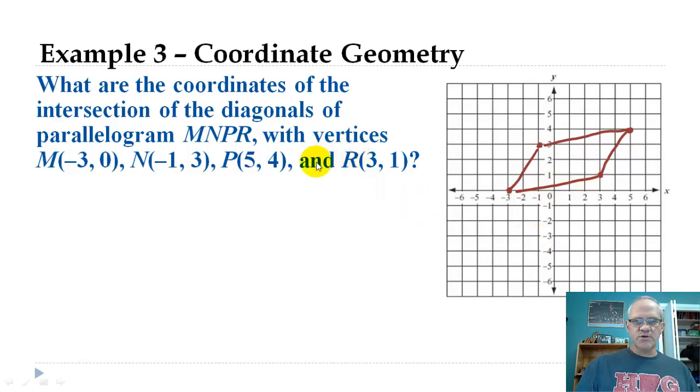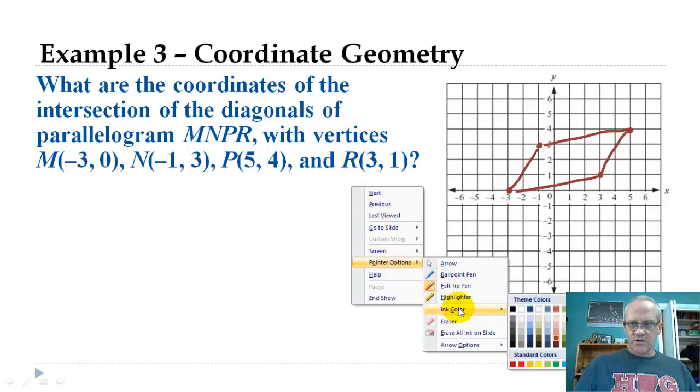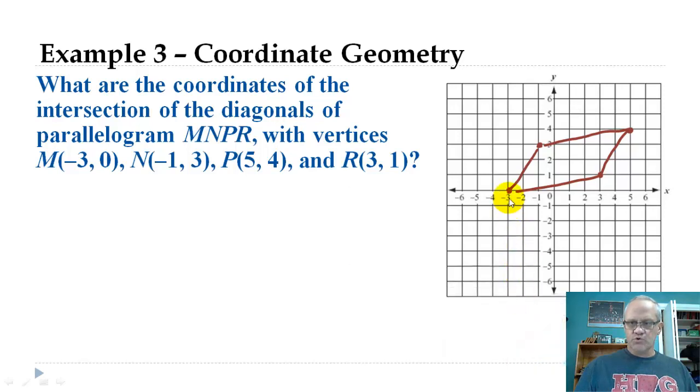What we want to do is look at the diagonals. So I'm going to change this to a different color, a dark blue. Remember the diagonal is connecting the opposite vertices here. So I'm going to connect those two vertices. It looks like where they cross is right here. It's kind of hard to tell exactly what that is, especially since I'm trying to draw this by hand and it's not perfect. How can we figure out that exact spot?